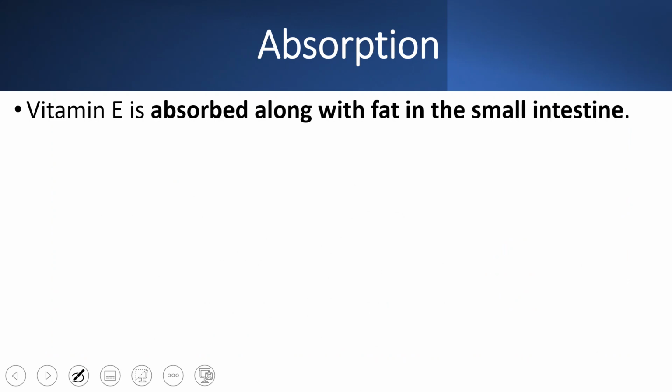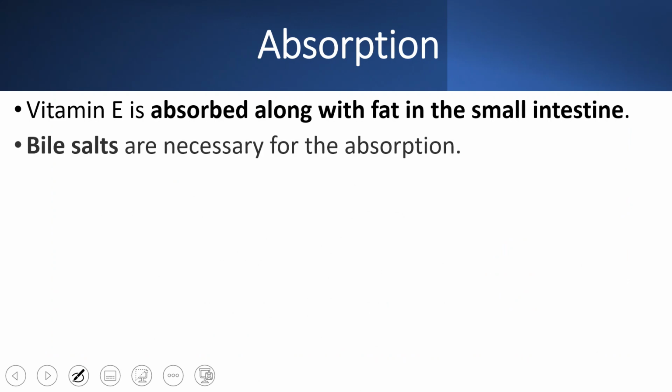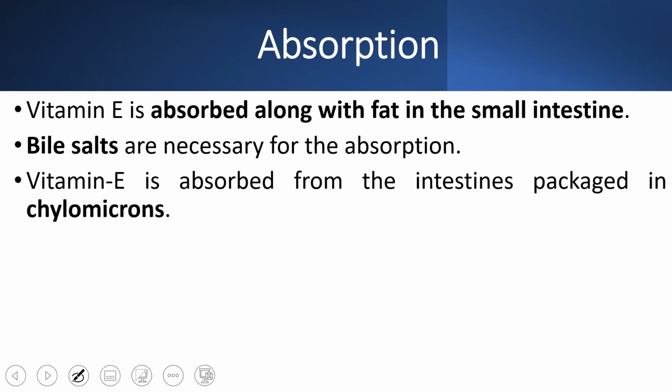Now if you will see, whenever we are going to get this vitamin E from external sources, how is this going to be absorbed in our body? So vitamin E is going to be absorbed along with the fat in our small intestine. Bile salts are necessary for its absorption because it is a fat soluble vitamin. So without bile salts, it cannot be absorbed properly in our body. Vitamin E, absorbed in the intestine, is packaged in the form of chylomicron.